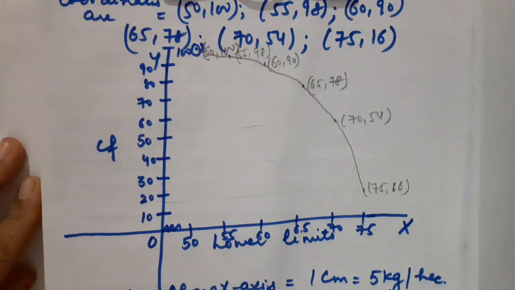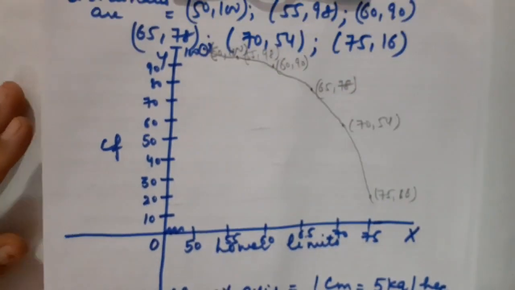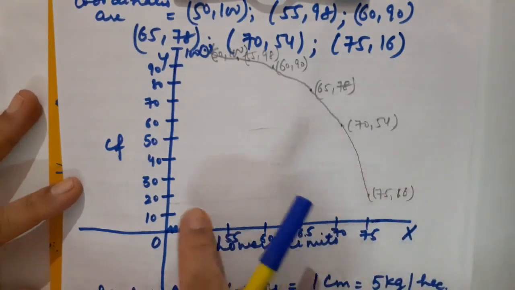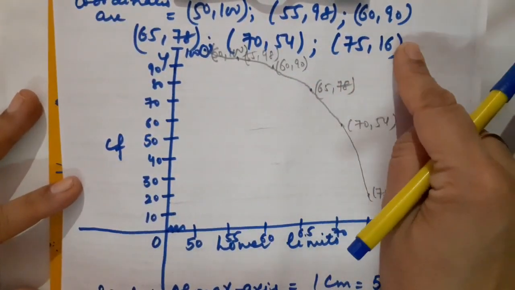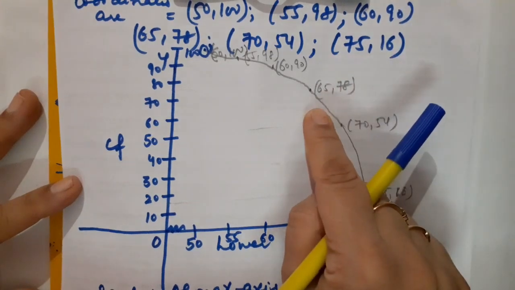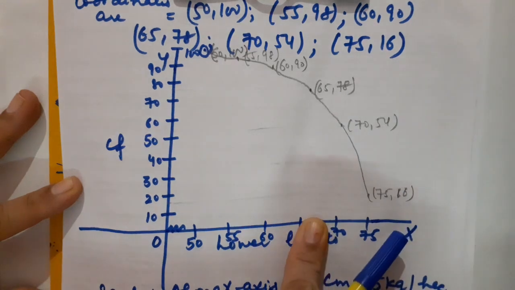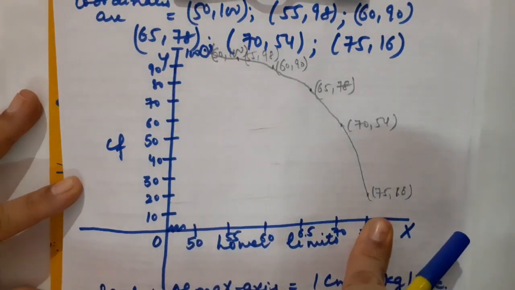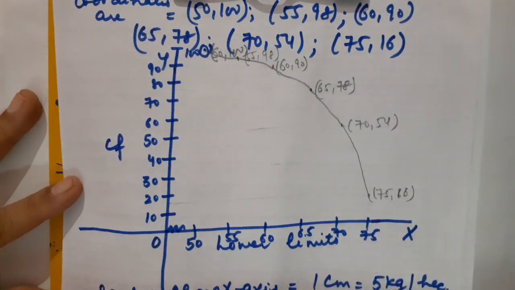Understood? And always remember children, whenever you are asked to draw the more than type as well as the less than type ogive, less than will go from down to up. So wherever they both meet, from that point of intersection you are going to draw a perpendicular on the x-axis to come to know about the median. Correct? So that's it for the day.